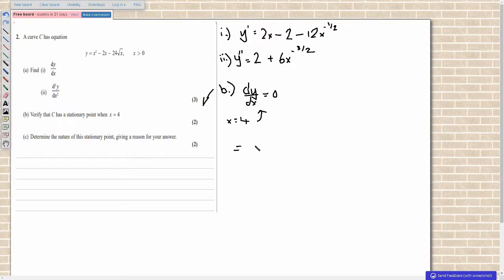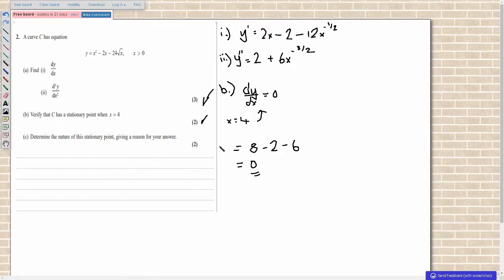So 2 times 4, well, that's going to give me 8. Minus 2. And then you're going to have to put this in on your calculator. So minus, I do the x first. So put x in your calculator, so that's going to be 4. Raise it to the power of minus a half, and then times it by 12. What you should get for this is 6 here. And then when you simplify this, 8 minus 2 is 6. 6 minus 6, 0. Perfect. That's what we wanted to show. That's the key bit there, that we get 0 when we put 4 back into it. So that's the next 2 marks.